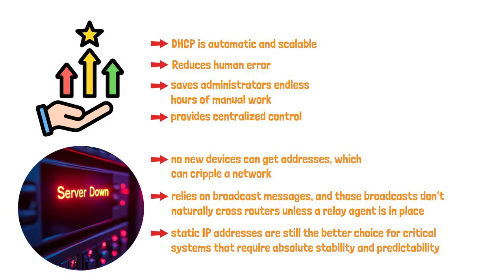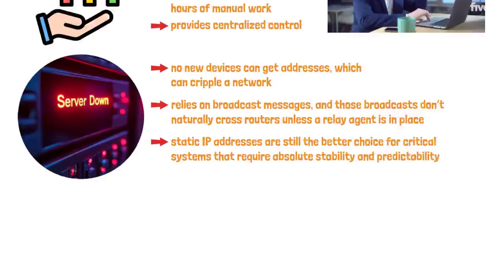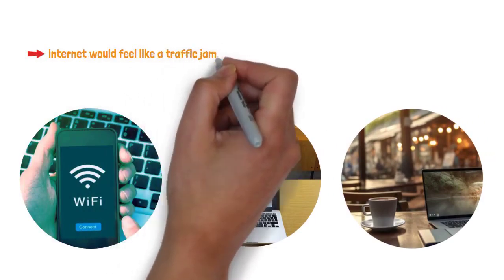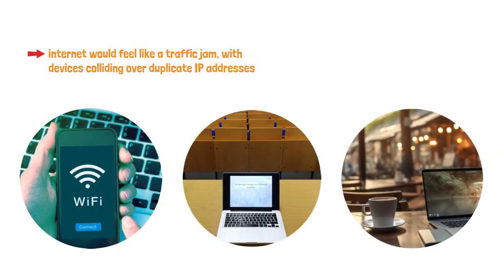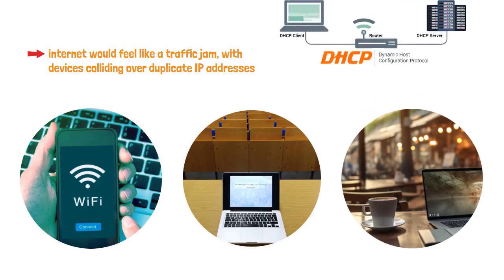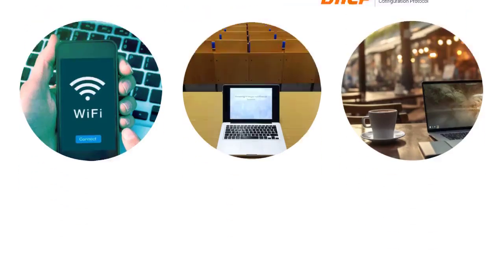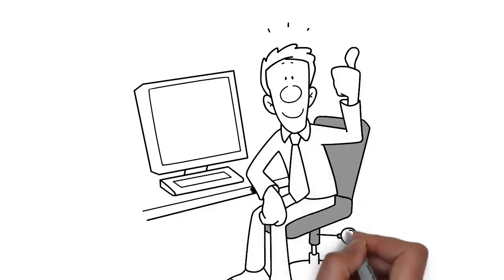To wrap this up, let's look at how it fits into your everyday life. Every time you connect your phone to Wi-Fi at home, open your laptop in a lecture hall, or join a hotspot at a coffee shop, DHCP is silently at work. Without it, the internet would feel like a traffic jam, with devices colliding over duplicate IP addresses. DHCP is the invisible hero that makes networking effortless, reliable, and fast. It's one of those protocols you rarely think about, but you rely on it every single day.